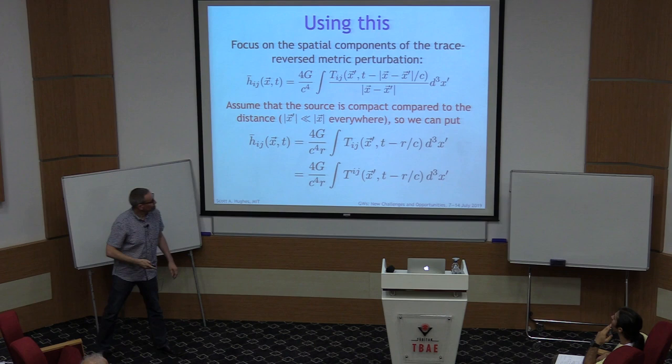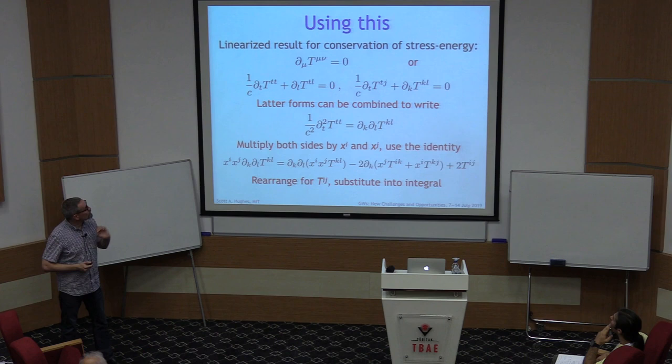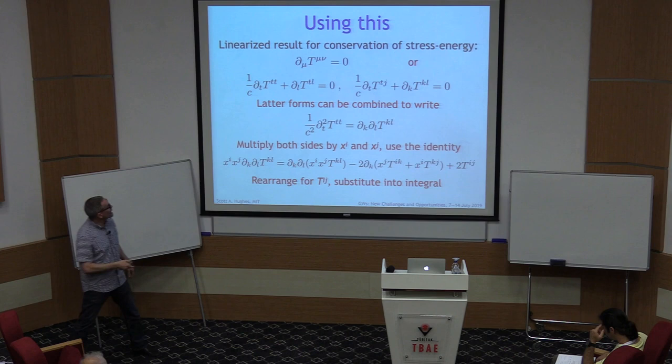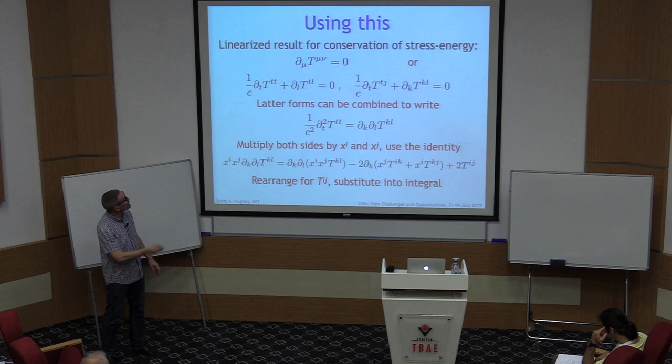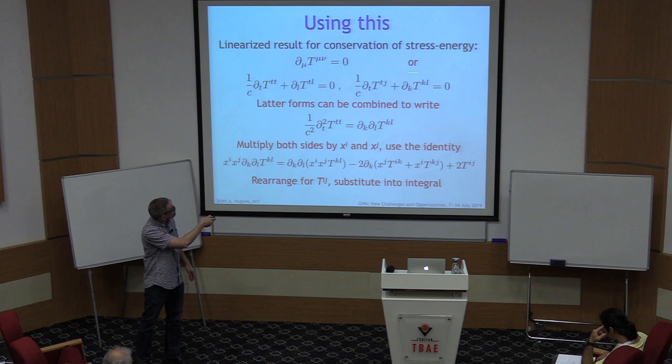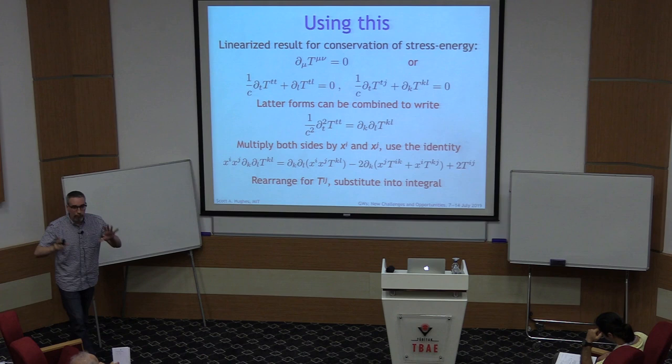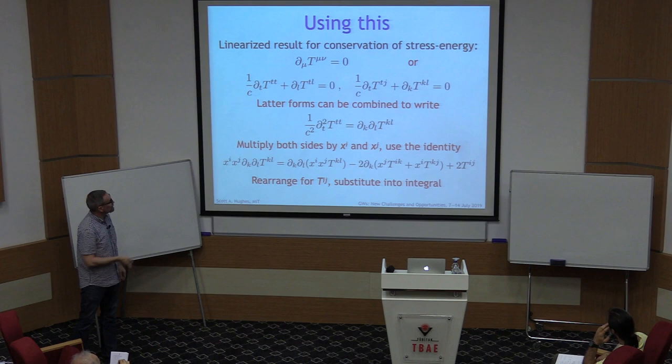Now, I use the fact that the stress energy tensor in general relativity satisfies a conservation law. In linearized theory, that boils down to a statement that the divergence of this thing is equal to zero. I can break this up into a time-time and a time-space bit, and then a time-space and a space-space bit. These two equations break down, with this particular choice of time coordinate, what this conservation law means. I can combine them into a form that looks like so.